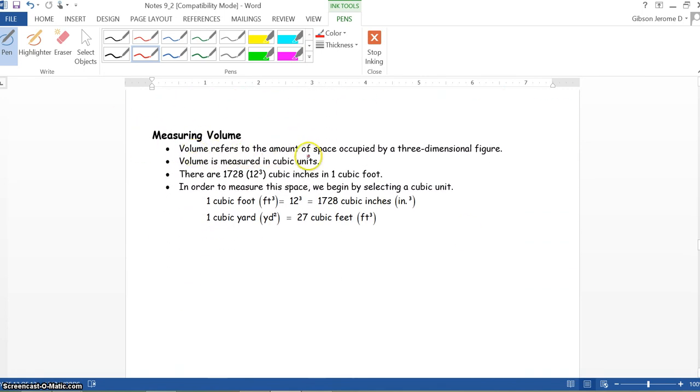It says volume refers to the amount of space occupied by a three-dimensional figure. Volume is measured in cubic units. There are 1,728, 12 to the third power, cubic inches in 1 cubic foot. In order to measure this space, we begin by selecting a cubic unit. 1 cubic foot is equal to 12 to the third power, which is equal to 1,728 cubic inches. 1 cubic yard, which is yard cubed, is equal to 27 cubic feet.